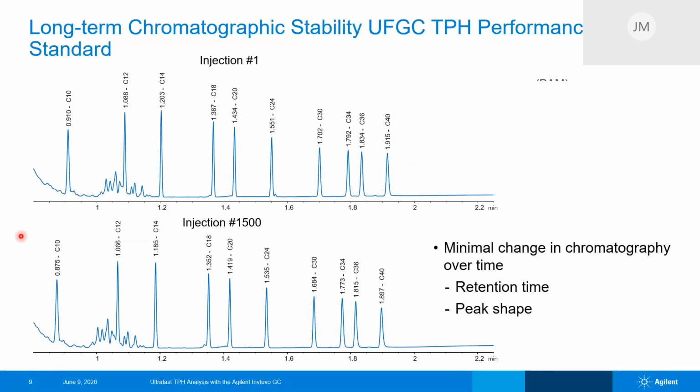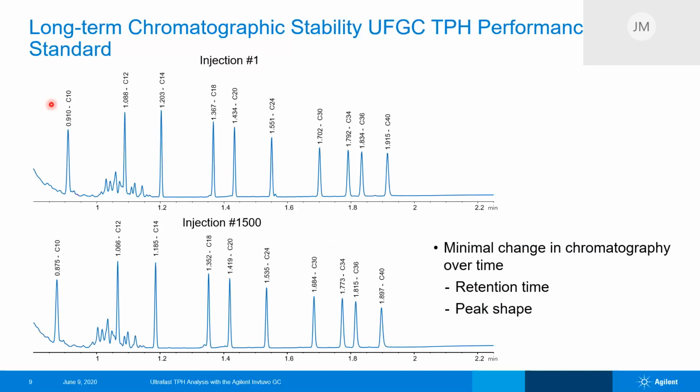So the first thing we did when we were testing this method with Intuvo is we wanted to make sure that the column performance was good over a long period of time. Because we're doing really ultrafast GC, this will allow laboratories to run a lot more samples in a given workday. And so we want to make sure that with that large number of samples being run, the performance of the system isn't changing in a short period of time. So this is a performance test mix for the Ultrafast GC TPH method.